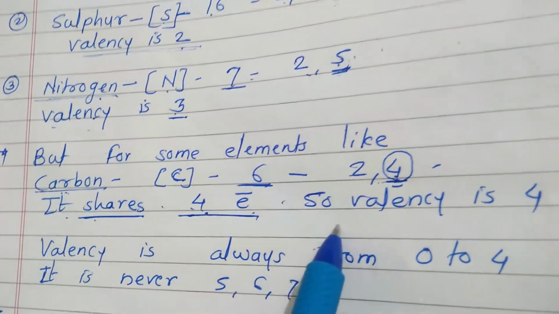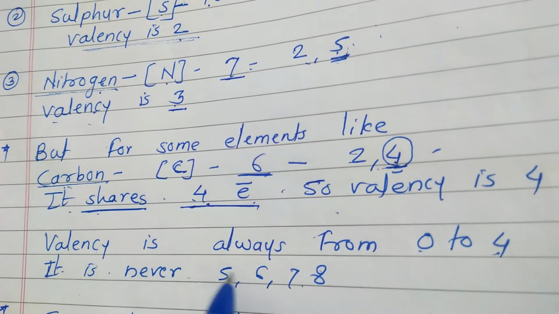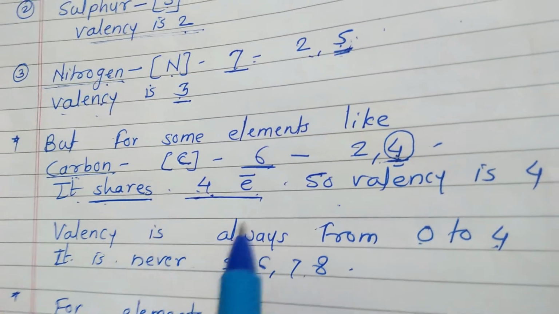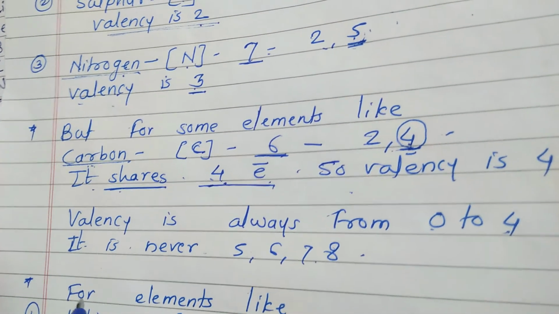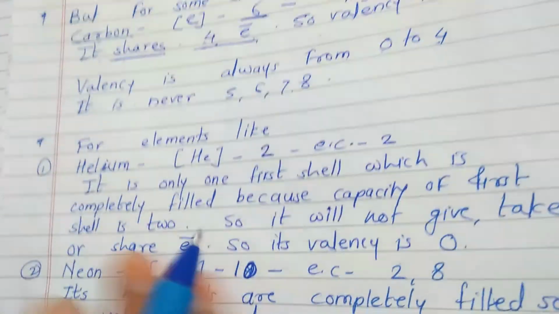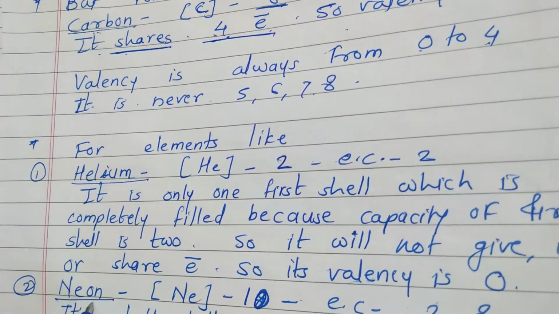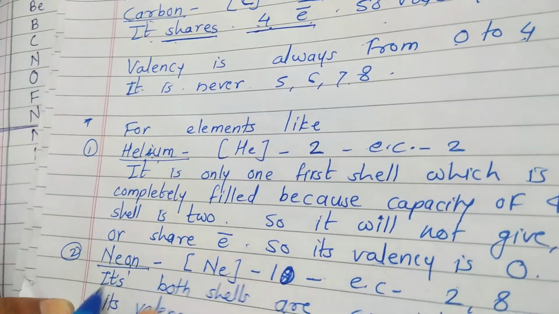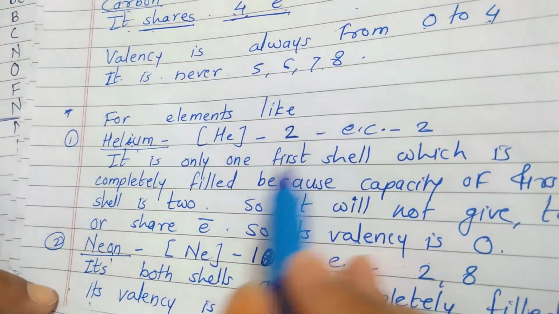So it is clear that valency is always from 0 to 4. Valency is never 5, 6, 7, 8. For those with 1, 2, 3 electrons in the outermost shell, valency is 1, 2, 3. But for those with 5, 6, 7, valency is always 3, 2, 1. Okay, now for some other elements like helium and neon, the valency is always 0. That we will study afterward. How the valency of helium, neon, argon is 0. They are called the inert gases. So we will study it in the next lecture.